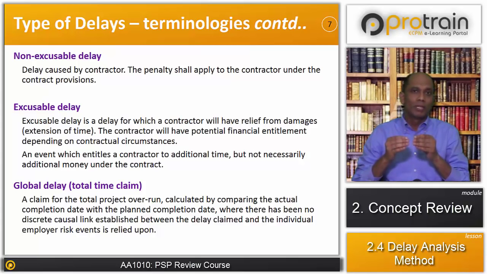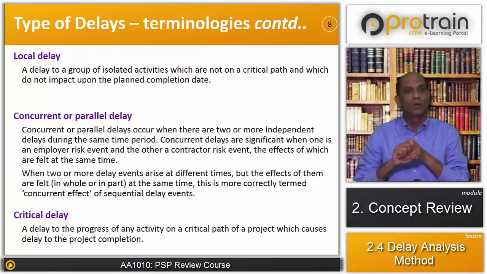So what will be the local delay? Suppose there is a delay in the fencing of the project boundary, and a delay in the door of the fencing of the project boundary. That is a very small delay which has a local impact. It is not delaying the whole project. So that is called the local delay. Let's go ahead and see the local delay.